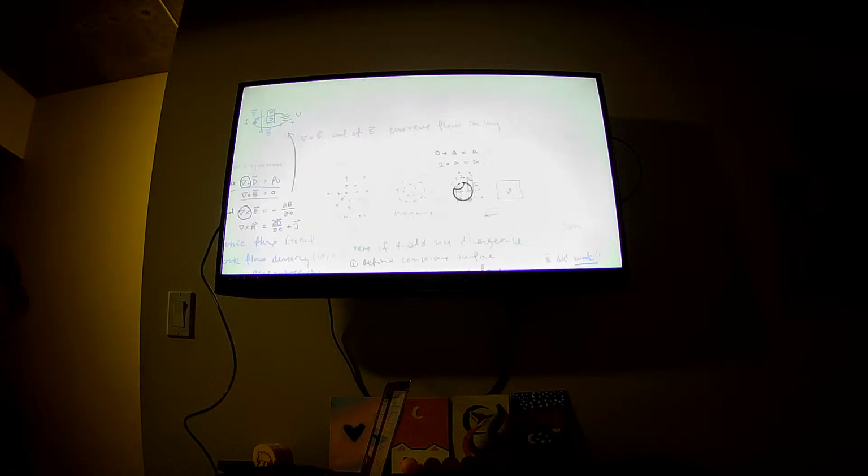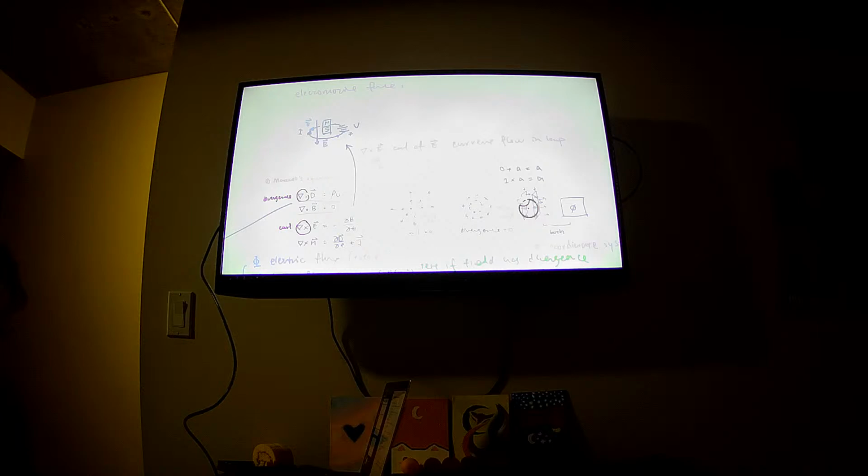If we want to understand it from formulas, it means that the curl of the electric field, which refers to current flow in a loop, because it's curling, is equal to the negative of the change in the magnetic field, right?